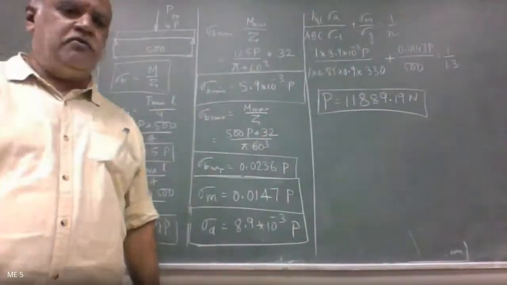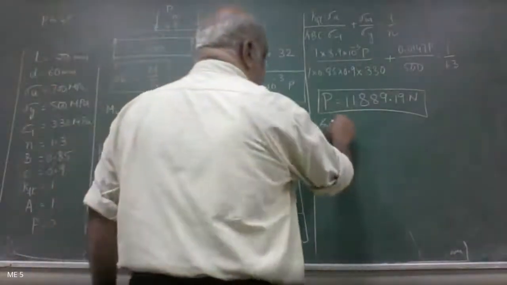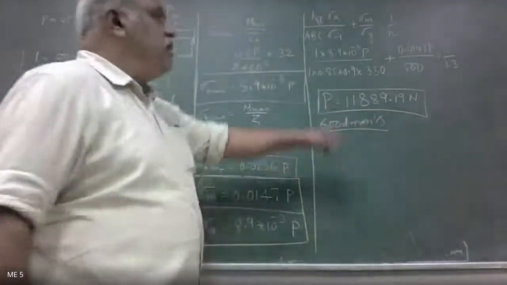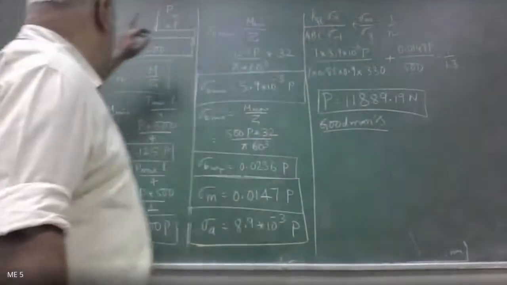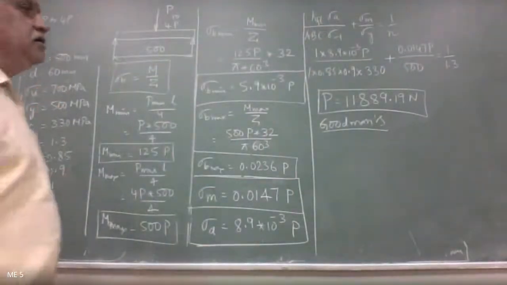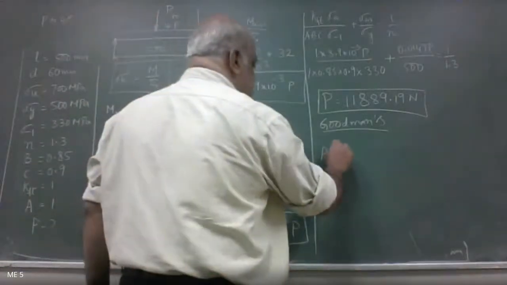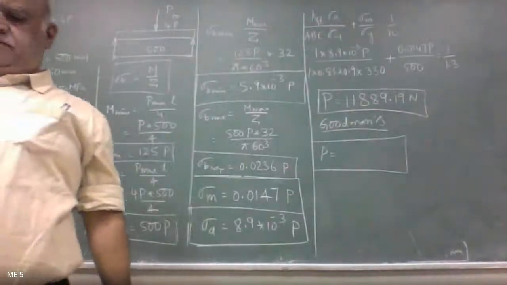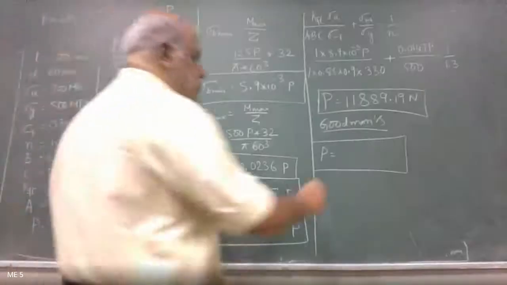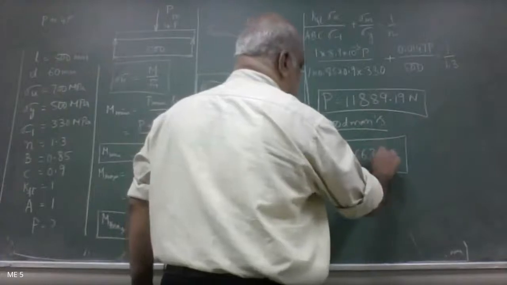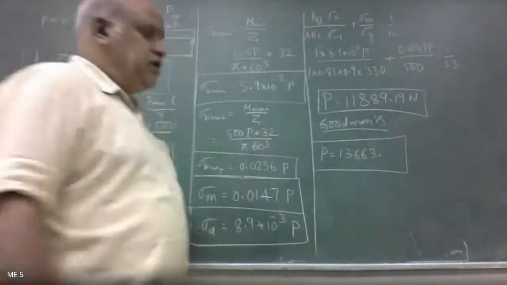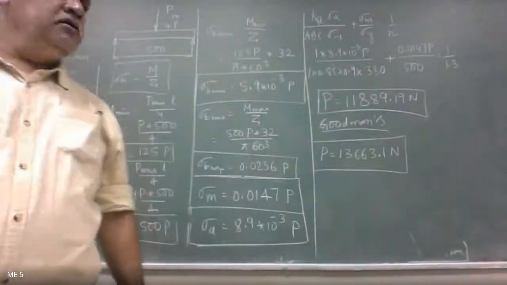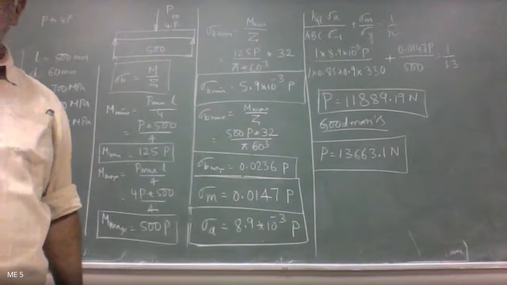So according to Goodman, what's the value of P? Please calculate from Goodman's relation. Instead of sigma y, substitute the value of sigma u there, ultimate strength 700 megapascal. So from Goodman's, what's the value of P that we get? Please give me this value also. 13,663.1 newtons, correct? Okay, so according to Goodman, that's what we get. Take the next problem.